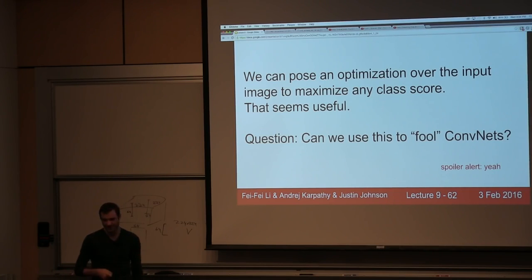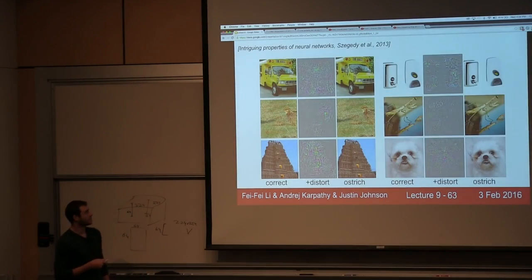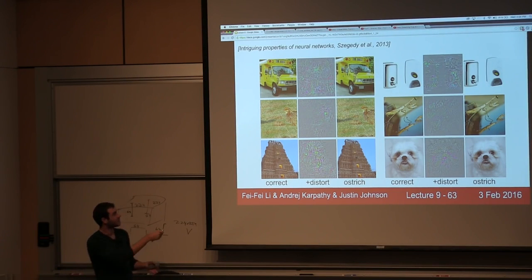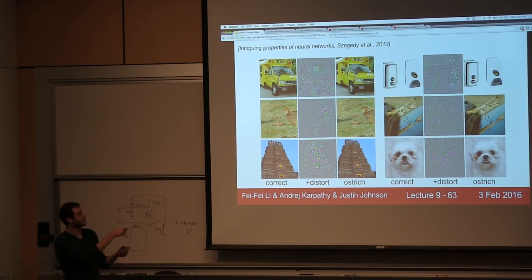Spoiler alert, we can, and I mean it in the following way. What we'll do, and these are experiments from 2013 by Christian Szegedy et al. They took an image, say of this school bus, and everything is differentiable. So we can ask for the gradient on that image for the ostrich class. We forward the image, we set all the gradients to be 0 except for ostrich where we set 1, and then we do a backward pass.